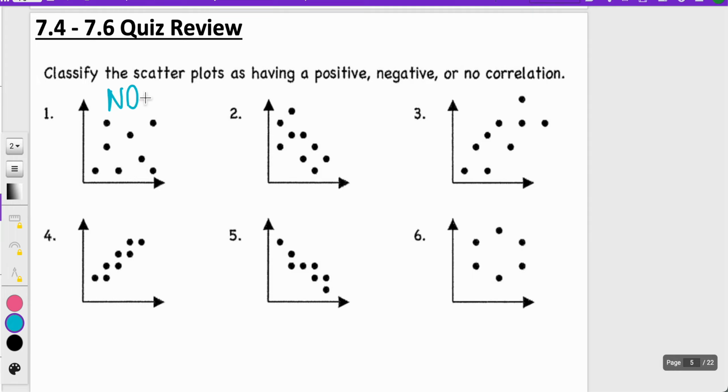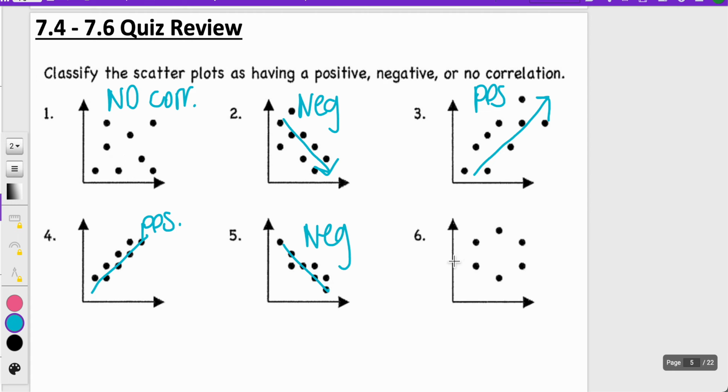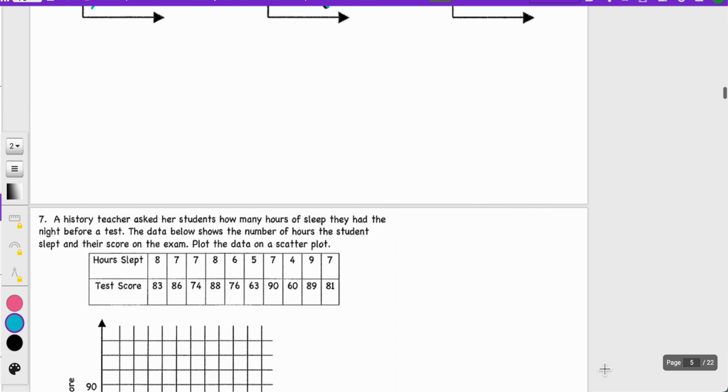So number 1, we're going to say no correlation because there's not a definite line. Number 2 is negative though because a lot of them are trending down. 3 would be positive because many of the dots are trending up. 4 is also positive because they're trending upwards. 5 is negative, the dots are trending downwards, and then 6 would be no correlation because there's not a specific way that they're going up or down.